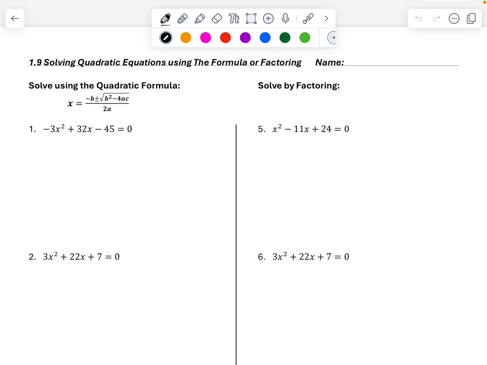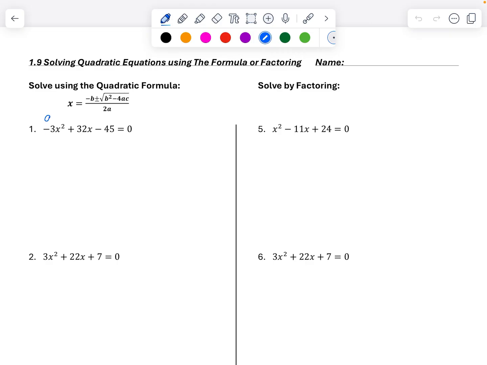Hey friends, a video here on how to solve the quadratic equation using either the quadratic formula or by factoring. So first we'll use the quadratic formula. And we want to remember in the quadratic formula it needs to be in standard form.